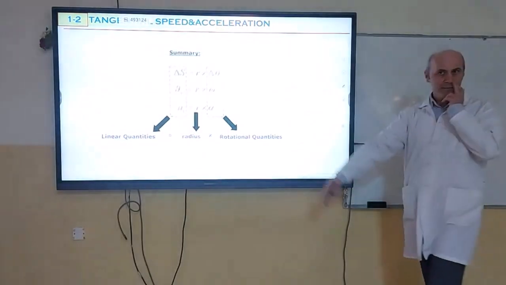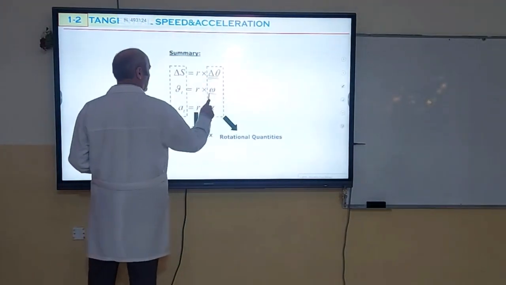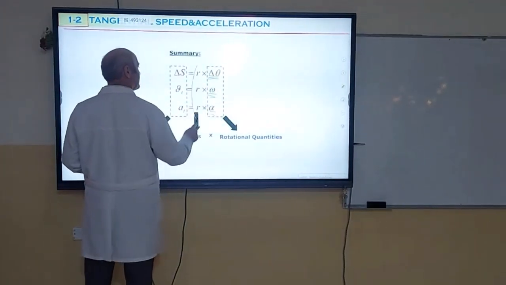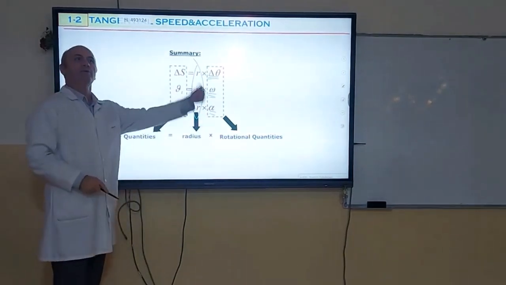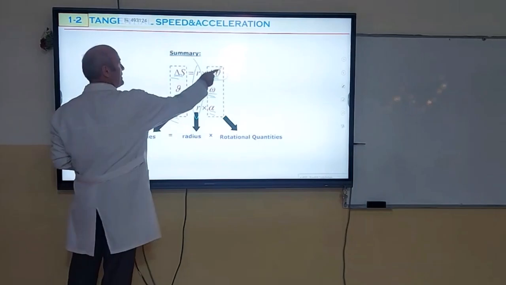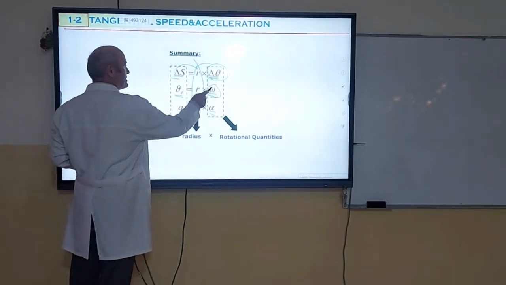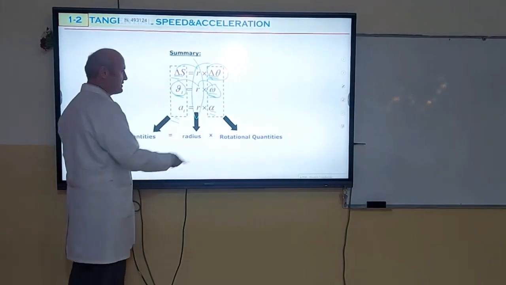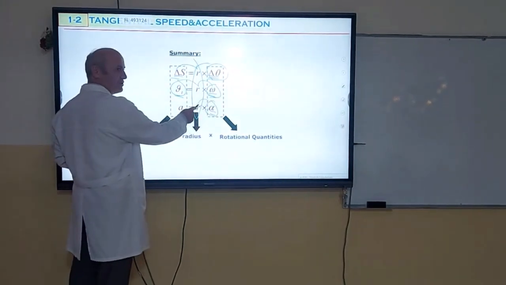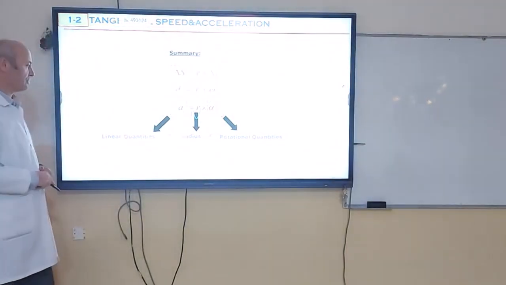And this is the summary. If you multiply rotational quantities by the radius of the circular path, you are going to calculate the corresponding linear quantities. Angular displacement times r gives arc length. Angular speed times r gives tangential speed. Angular acceleration times the radius of the circle is equal to tangential acceleration.